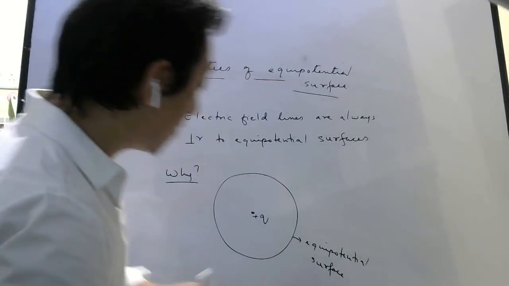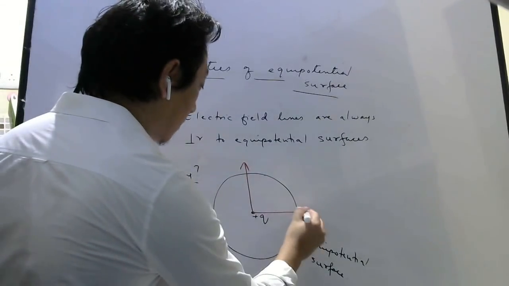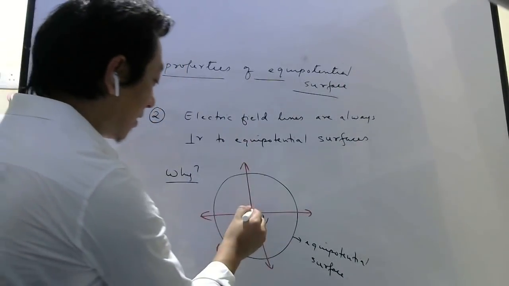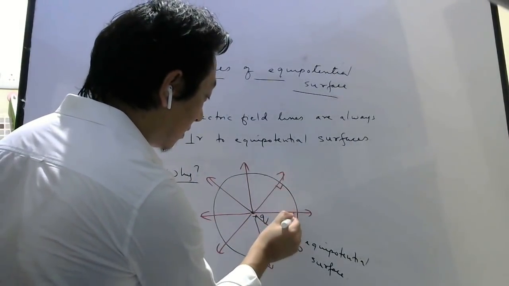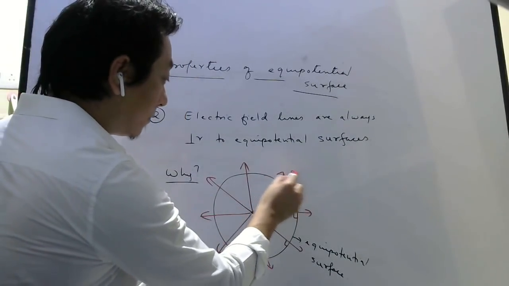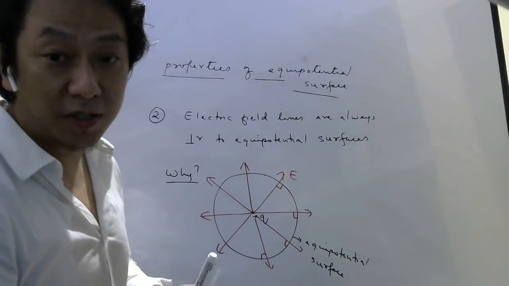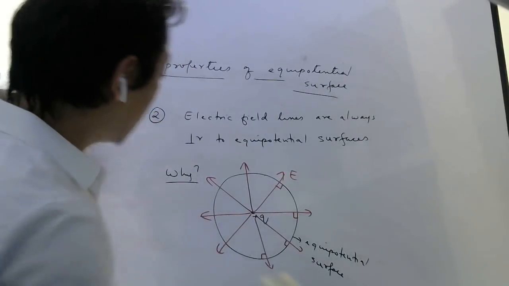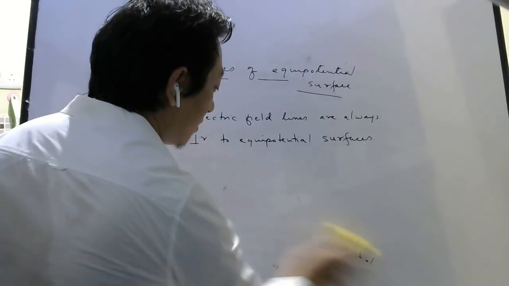Now if you remember, how do you draw electric field lines? Radially outwards. So already you can feel this property you can see here. You can see this is 90, this is 90, this is 90, this is 90. So electric field lines are always perpendicular to the equipotential surface. For a point charge you can easily see. But in general, why is it true? Suppose you want to know why it is true in general.